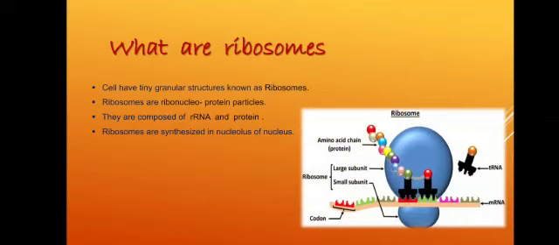What are ribosomes? They are small cell organelles. Cells have tiny granular structures known as ribosomes. Ribosomes are ribonucleoprotein particles. They are composed of rRNA and proteins. Ribosomes are synthesized in the nucleolus of the nucleus. The nucleolus is the site where we make the ribosomes.